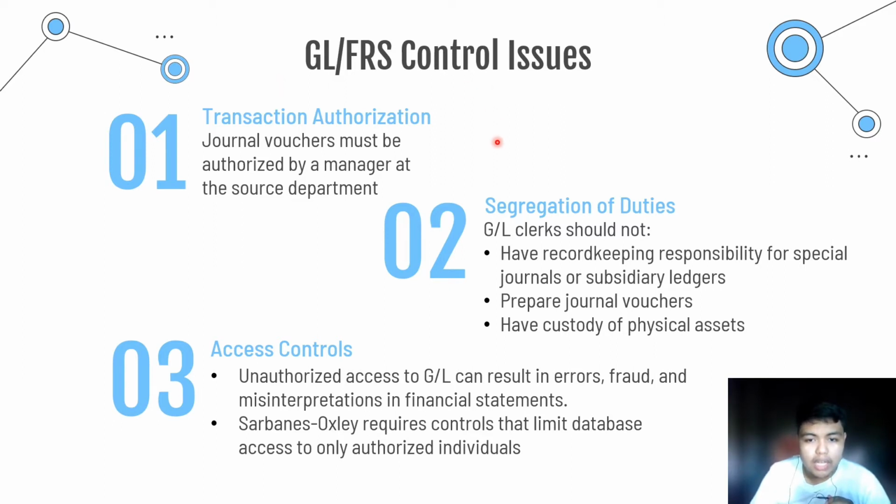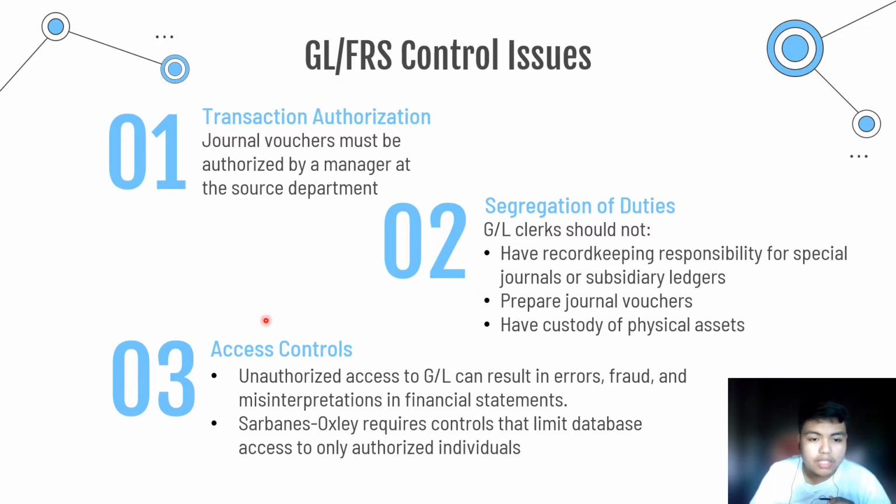Number two, segregation of duties. So yung general ledger clerks, dapat ang trabaho niya lang ay nasa general ledger system. And general ledger clerks should not have record-keeping responsibility for special journals or subsidiary ledgers. GL clerks should not also prepare journal vouchers. And lastly, GL clerks should not have custody of physical assets. Hindi nila yung trabaho. So, dapat ang GL clerks ay hindi naka-assign sa mga gawain ito.